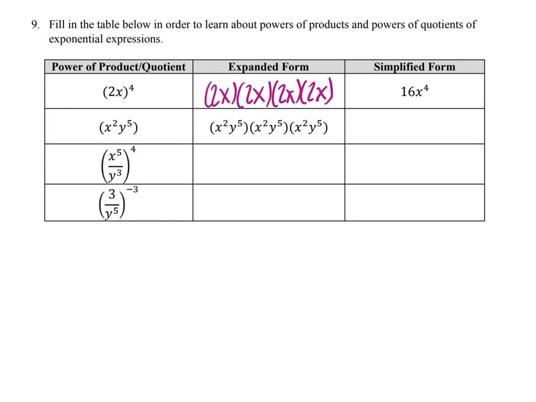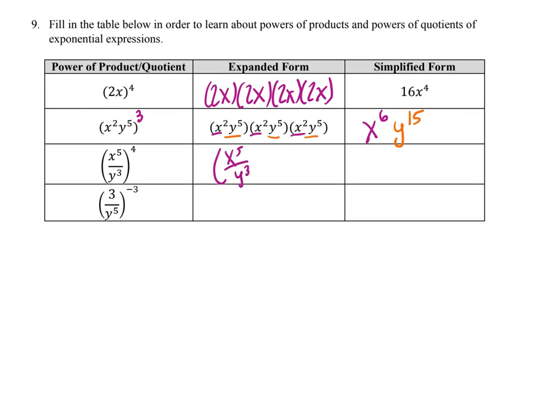On this next one, x squared y to the fifth raised to the third power, there's a typo there that was missing, becomes x squared y to the fifth times x squared y to the fifth times x squared y to the fifth. So then when I look at all my x squareds multiplied together using the product rule, I get x to the sixth. And then all my y to the fifths multiplied together, I get y to the 15th.